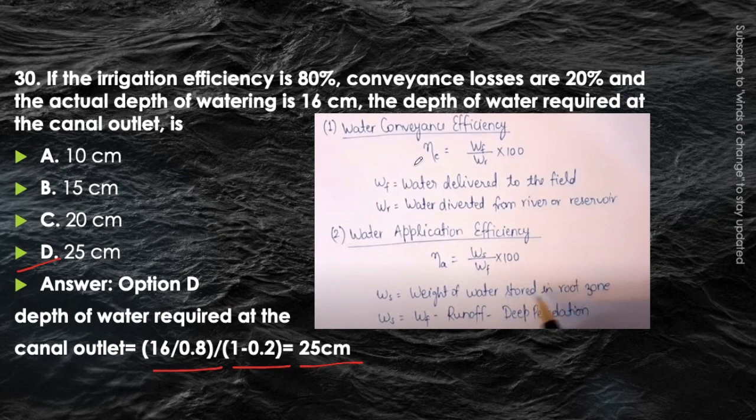Now what is the water conveyance efficiency? It is the water delivered to the field upon water diverted from the river or reservoir or the canal. So this is water diverted from the canal, and this is water delivered to the field. Between this there are 20% losses which were given in the question and incorporated into the answer. So here we will finish with the 30th question of this video.